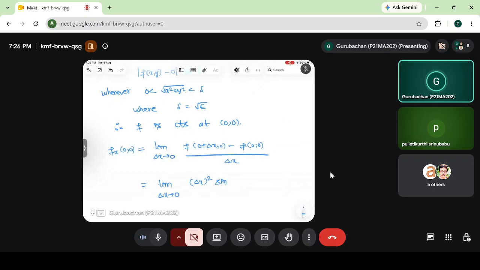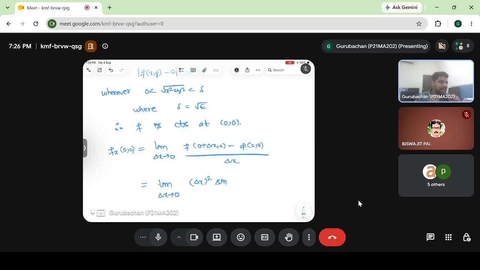Am I audible to everybody? Yes, sir. Can you explain again, please? See, I'm saying that x is not equal to 0 or y is not equal to 0. If that case has occurred, then we need to use the first part of the function. Otherwise, we need to use the second part of the function.